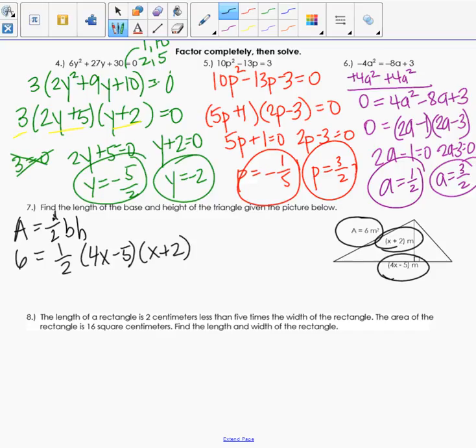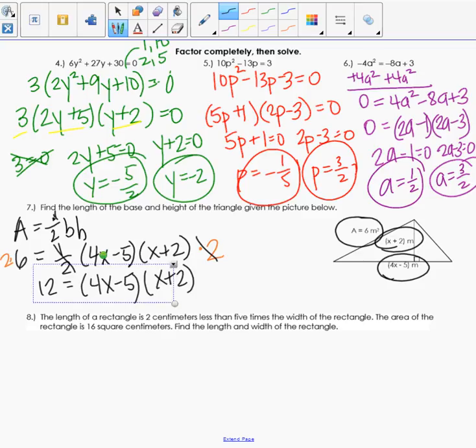All right, well, in order to solve this, I need to multiply this all out and have one side equal to 0. So you guys, I'm going to make my life easy. I'm going to get rid of that fraction. I'm going to multiply both sides by 2. And when I do that, these cancel. And then I'm left with 12 equals 4x minus 5 times x plus 2.